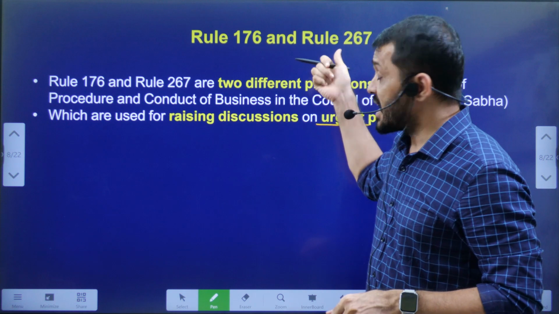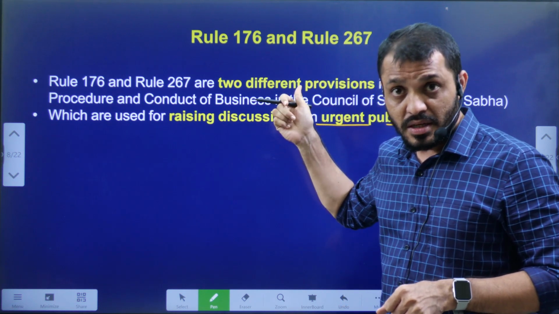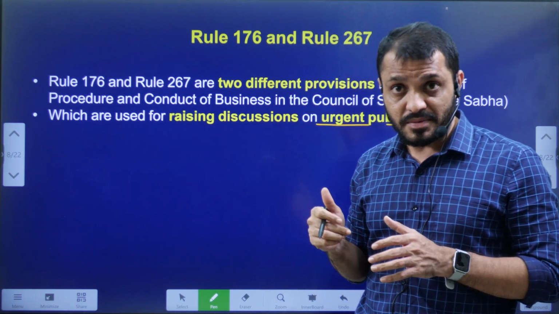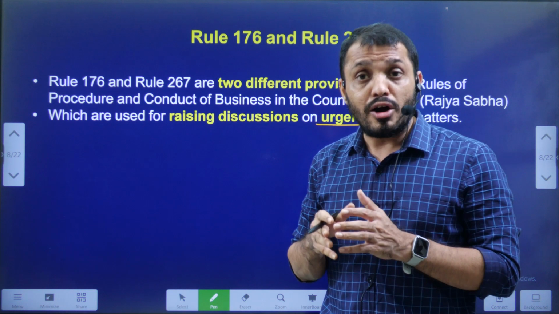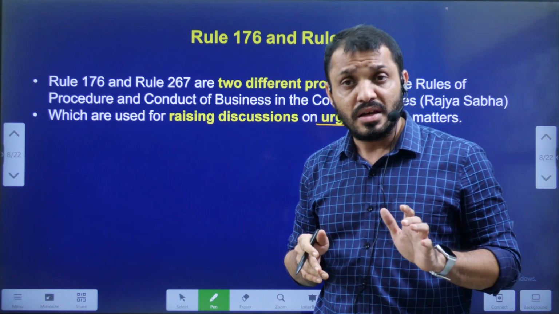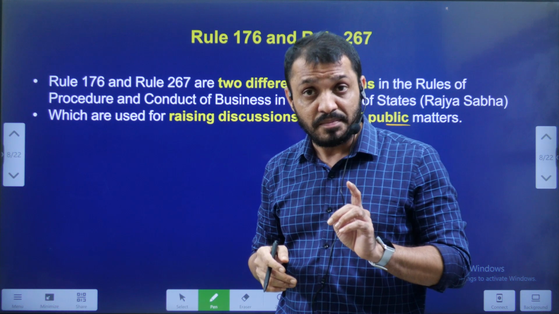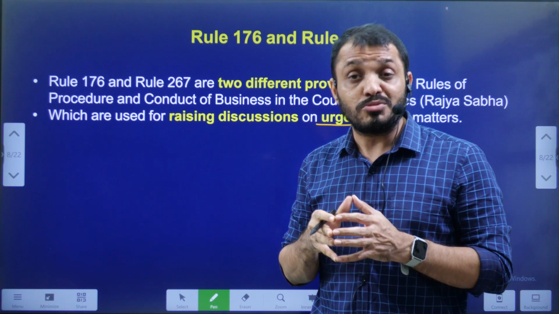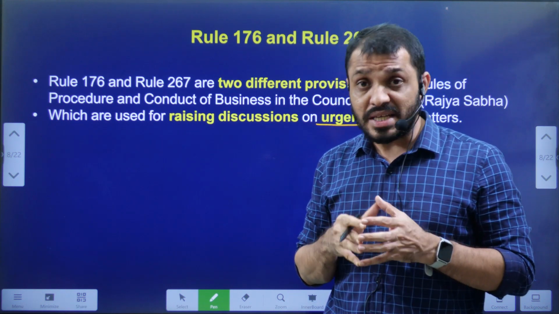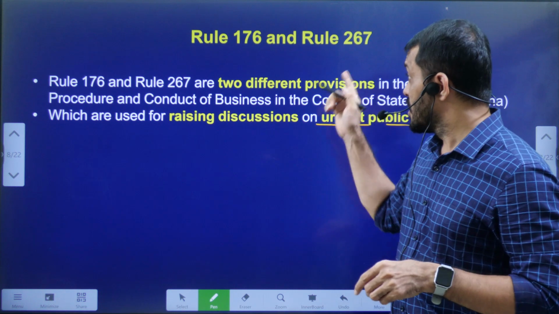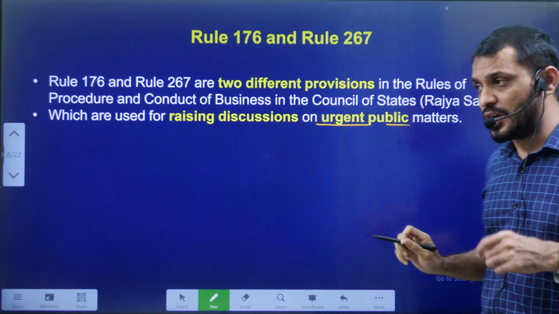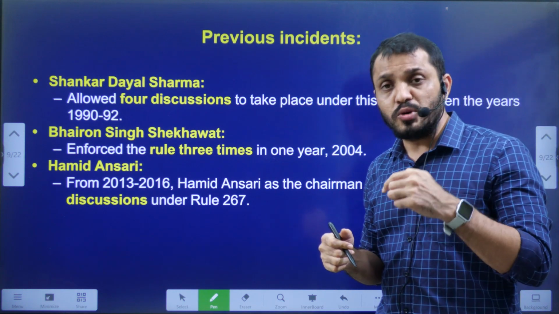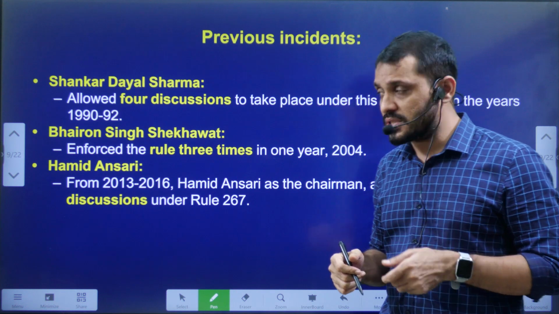Whereas if the presiding officer allows the motion under Rule 267, what does it mean? It means all the normal discussion will be suspended, and whatever the member is proposing will be taken up. That means it assumes a lot of significance. So it is no surprise that opposition parties are demanding Rule 267. They want to suspend all the business of the house, and they want this Manipur issue to be taken up before the house.